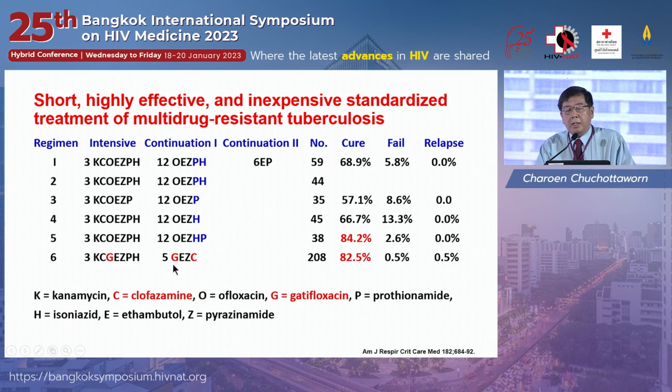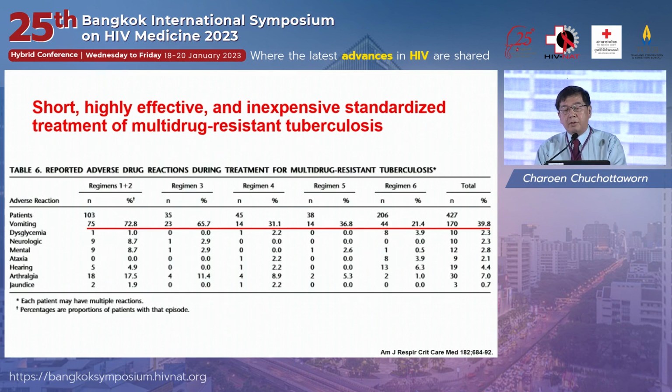And it came out with a regimen of 9 months with an 82.5% success rate, failure of 0.5 and relapse of 0.5, just in 8 or 9 months. So this is the beginning of the era of the shorter regimen for MDR-TB treatment. And this regimen, 8 months with 7 drugs for 4 months and 4 drugs for 5 months, had fewer side effects and a higher success rate.